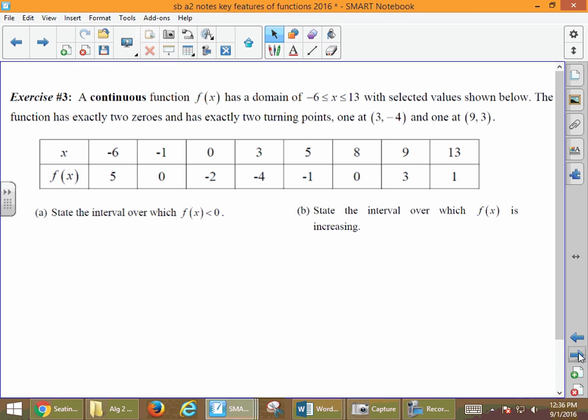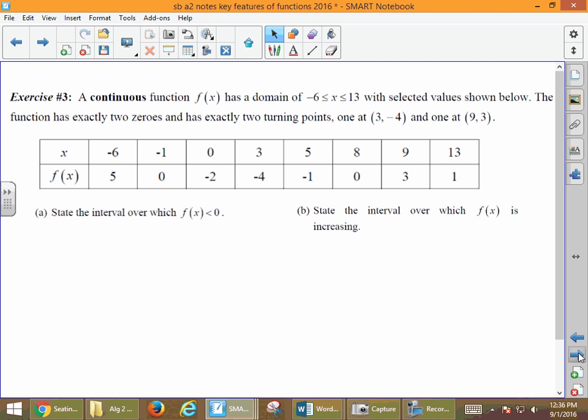And first of all, this says it's a continuous function. Has a domain of x's between -6 and 13. So this means that there's more values than just those. It's just those are the ones that we can see, with selected values shown below. The function has exactly 2 zeros and 2 turning points.